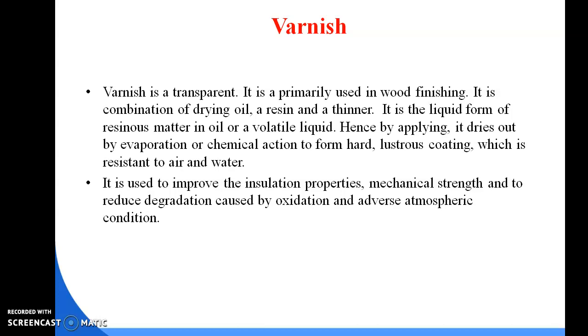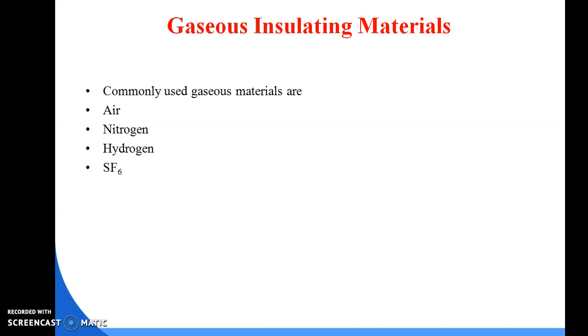So let's come to another topic. We discussed solid insulating material, we discussed liquid insulating material. Now we will discuss gaseous insulating materials. So what gaseous insulating materials are there? The commonly used gaseous materials are air, nitrogen, hydrogen, and sulfur hexafluoride (SF6). Okay, these are the gaseous insulating materials.